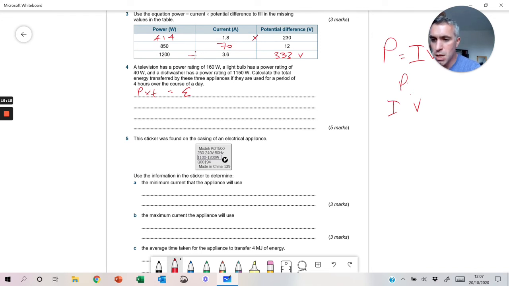So let's do the TV. 160 times how long? 4 hours. So that's 4 times 3,600, that's how many seconds in an hour. Plus 40 times 4 times 3,600, plus the dishwasher. Why would you use a dishwasher for 4 hours? How many dishes have you got? 1,150 times 4 times 3,600.